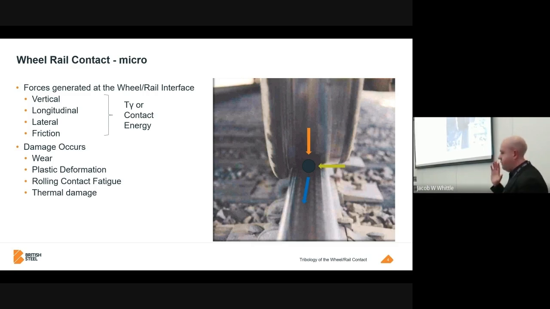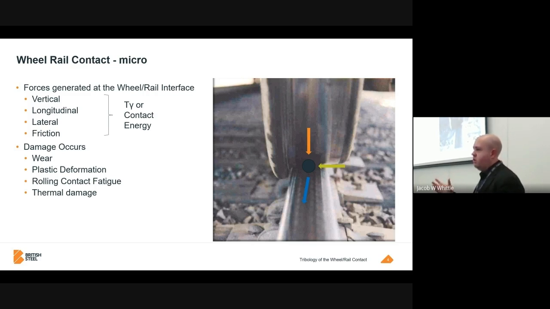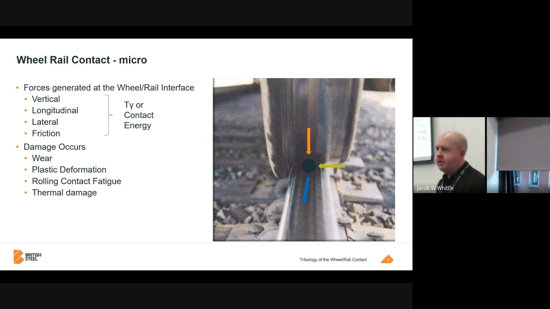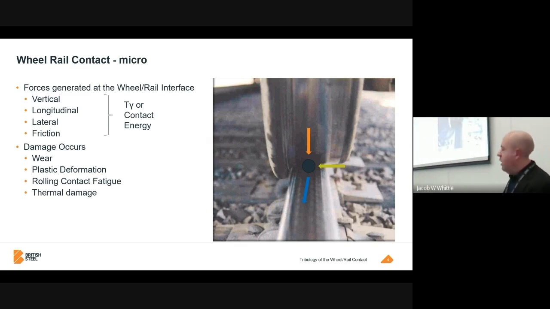And trains, even though they're going down a straight line, don't always move in a straight line. They're gently rocking back and forth on the rail. That introduces a lateral force, which gives you another force to put into the system. And the whole thing you can sum up by something that we've coined the term T gamma, which is essentially just a measurement of the energy that's going into the contact. And just like any system, you put energy in, you get energy out. And that energy tends to manifest itself as damage.